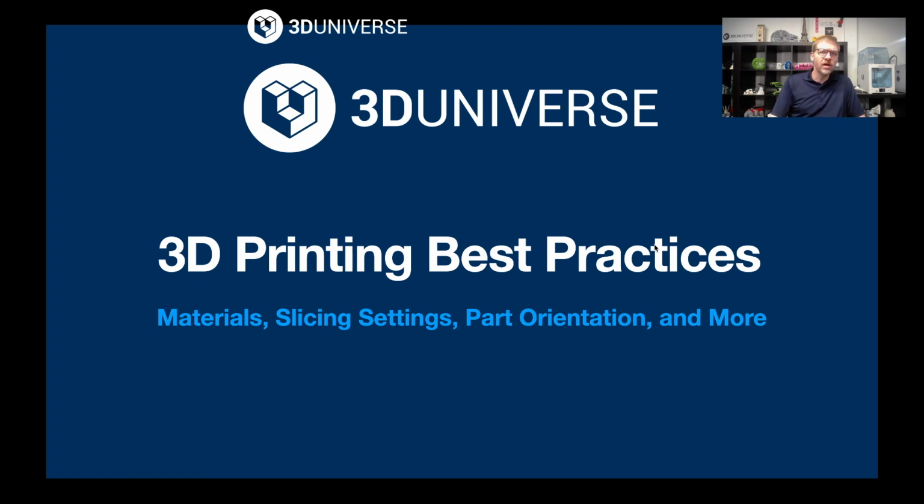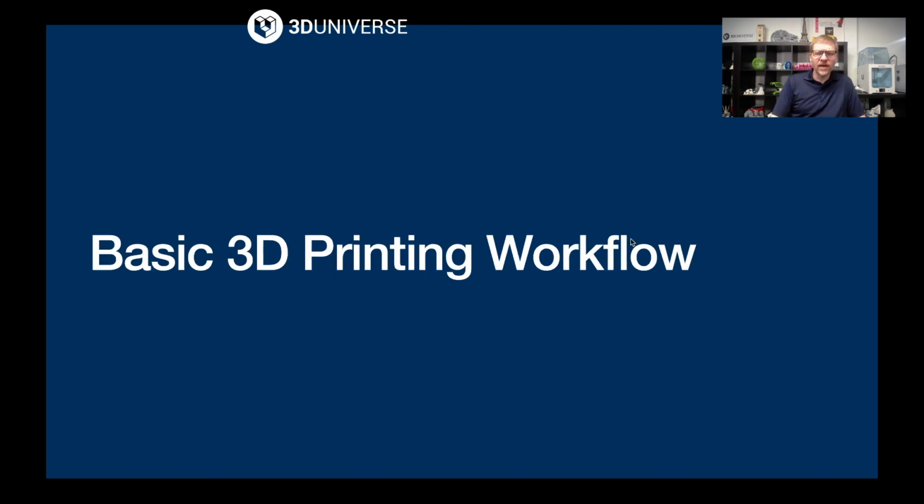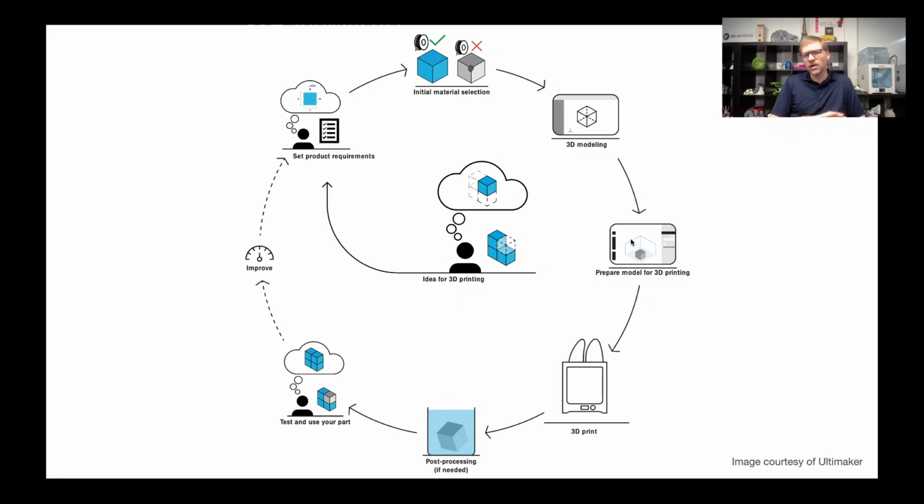So starting with just talking about the basic 3D printing workflow. Starting in the middle of this graphic, you have an idea for something that you want to 3D print, okay? Well, the first thing you want to think about is, what are the requirements of this part that you have an idea for? Does it need to be particularly strong? Does it need to be flexible? How is it going to be used? Does it need to hold up in a certain kind of environment or certain kinds of conditions? Will it be exposed to chemicals?